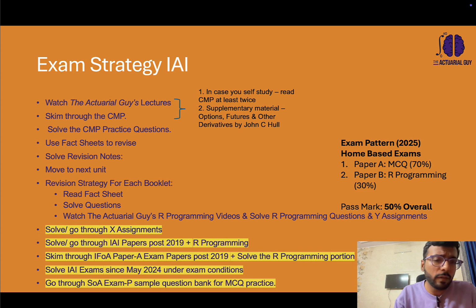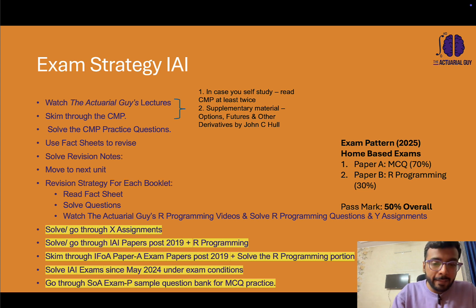You need a much higher conceptual clarity for IA. So I would recommend that you do more practice, right? You definitely solve the assignments. You go through IA papers post 2019, and you do the R programming portion properly. Again, focus on the final answer. You skim through IFoA exam papers post 2019 as well, and you solve the R programming portion. So for R programming, you get good practice by solving both IA and IFoA, right?